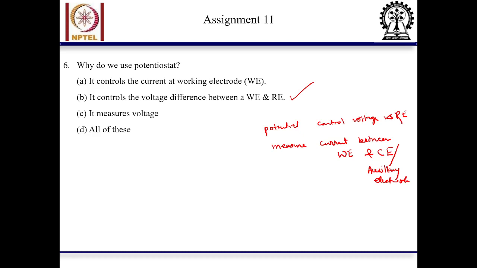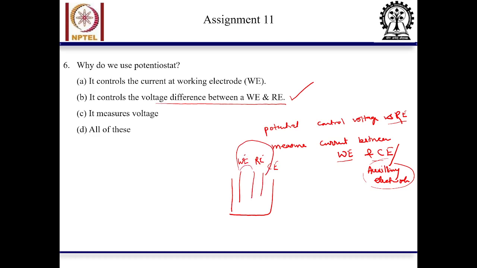Okay, sure, nothing else. So basically the potential we are controlling is versus the reference electrode. It always measures the potential difference between the working electrode and the reference electrode, and measures the current between the working electrode and the counter electrode, which is also called the auxiliary electrode. So in a three electrode system, we have our PC, the working electrode, the reference electrode, and the counter electrode. Between the working and counter electrodes we measure the current, and we basically measure the potential difference.